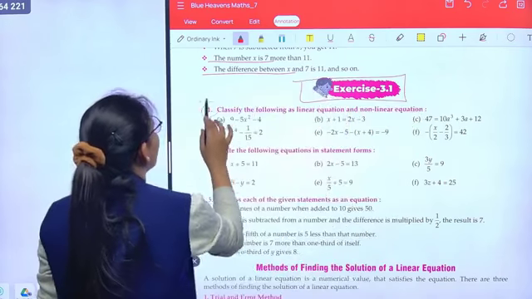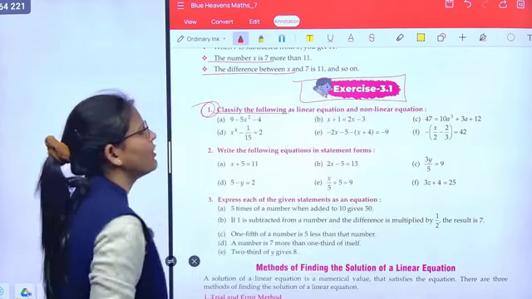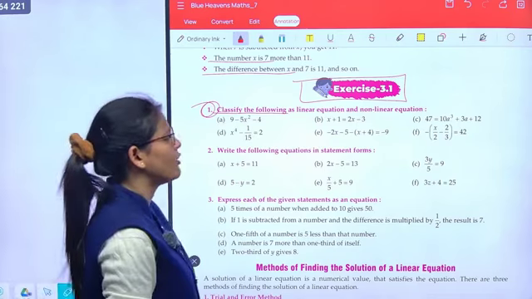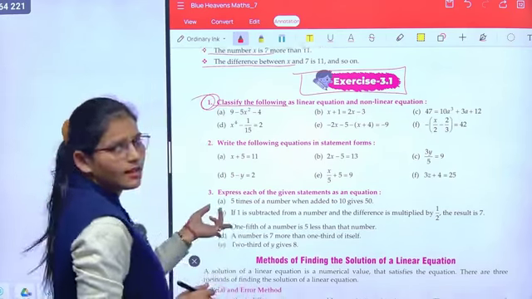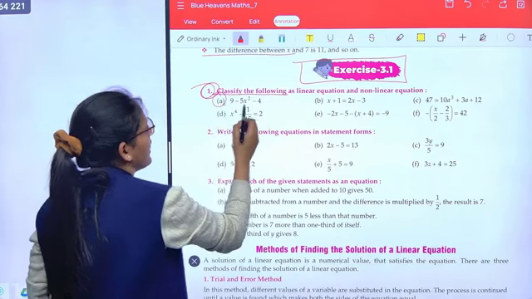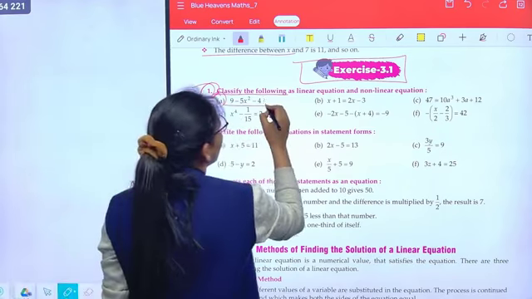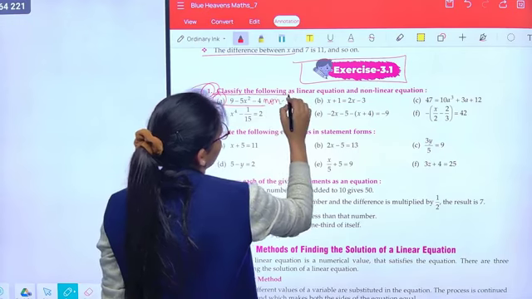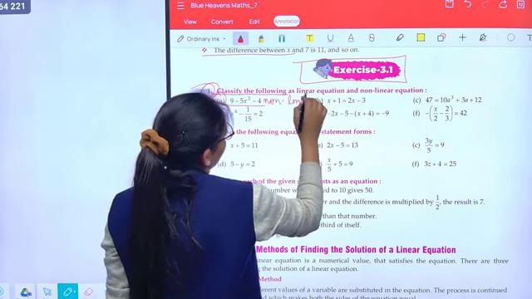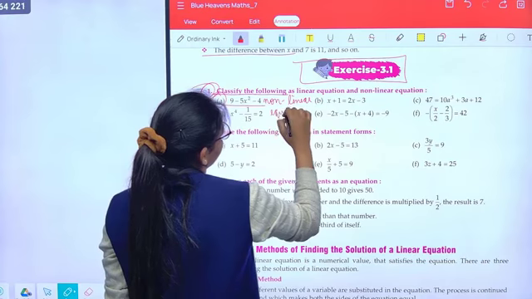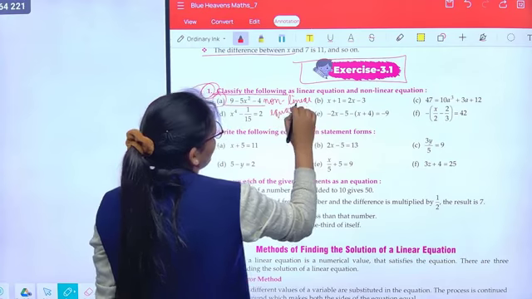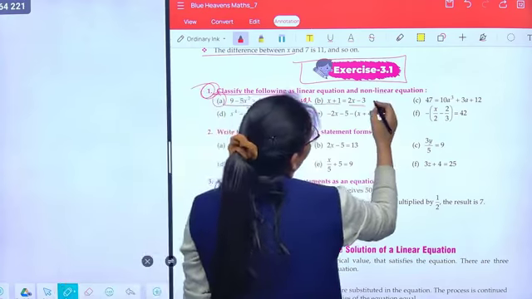Exercise 3.1, question number 1. Classify the following as linear equations or non-linear equations. Understand? Let's class see the A part. Plus 9 minus 5x square minus 4. Class ये हमारी क्या है? Non-linear equation. Now class ये हमारी linear equation.